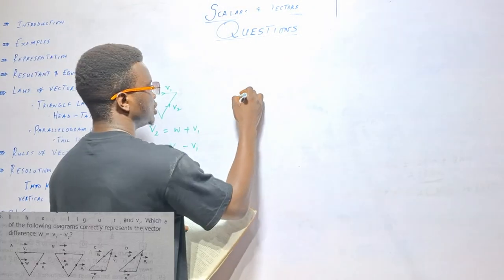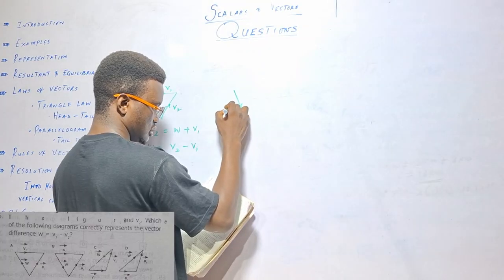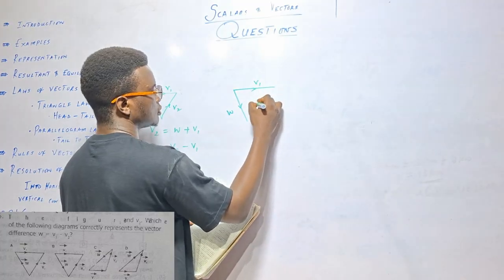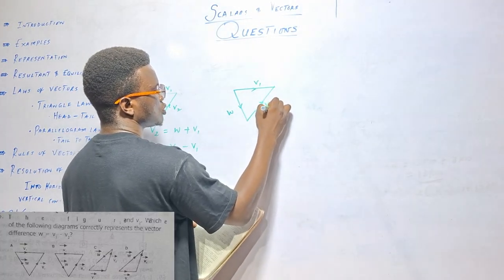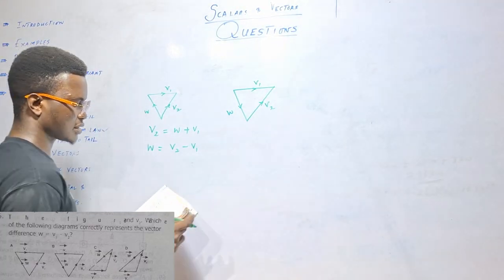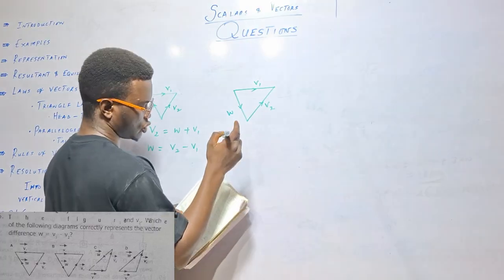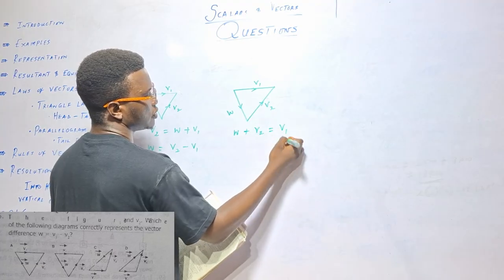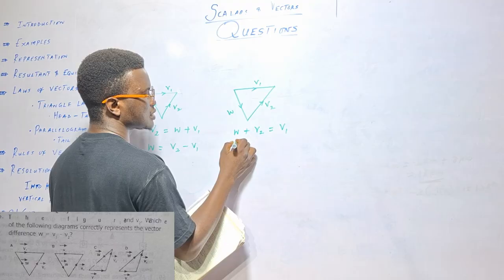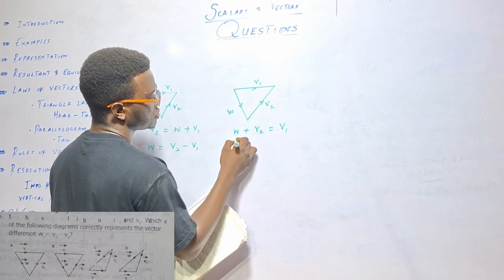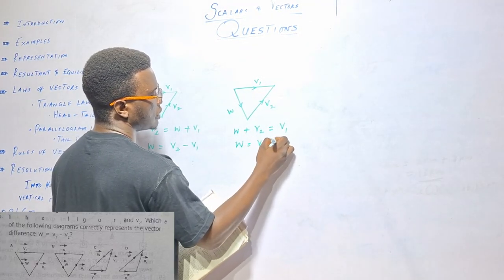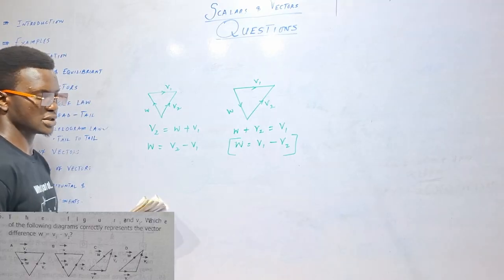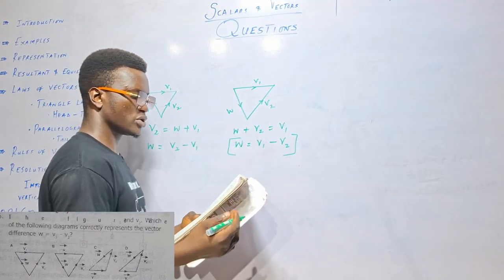Let's look at option B. Option B says W, V1 and V2. So option B is saying that W and V2 now are moving in the same direction. So that's saying W plus V2 is equal to V1. So now that means W is going to be V1 minus V2. This looks like it, but let's hold on, let's check the rest. So this looks like what we are given in the question.